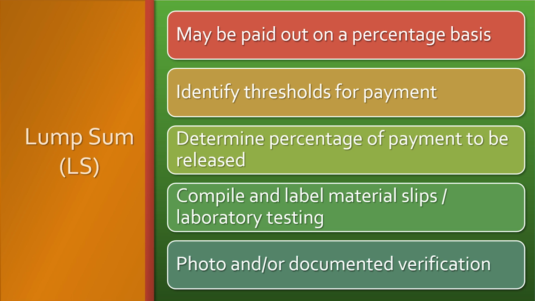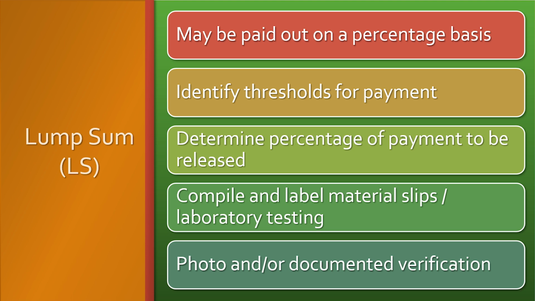Lump sum typically is used with items like construction layout or quality control. Start by checking the project documentation to see what's required to satisfy the terms of the contract and the basis of payment for the construction item. Lump sum construction items may be paid out on a percentage base once certain thresholds have been satisfied. These thresholds may be clearly outlined in the project specifications book, or the inspector may need to develop target thresholds with the contractor.